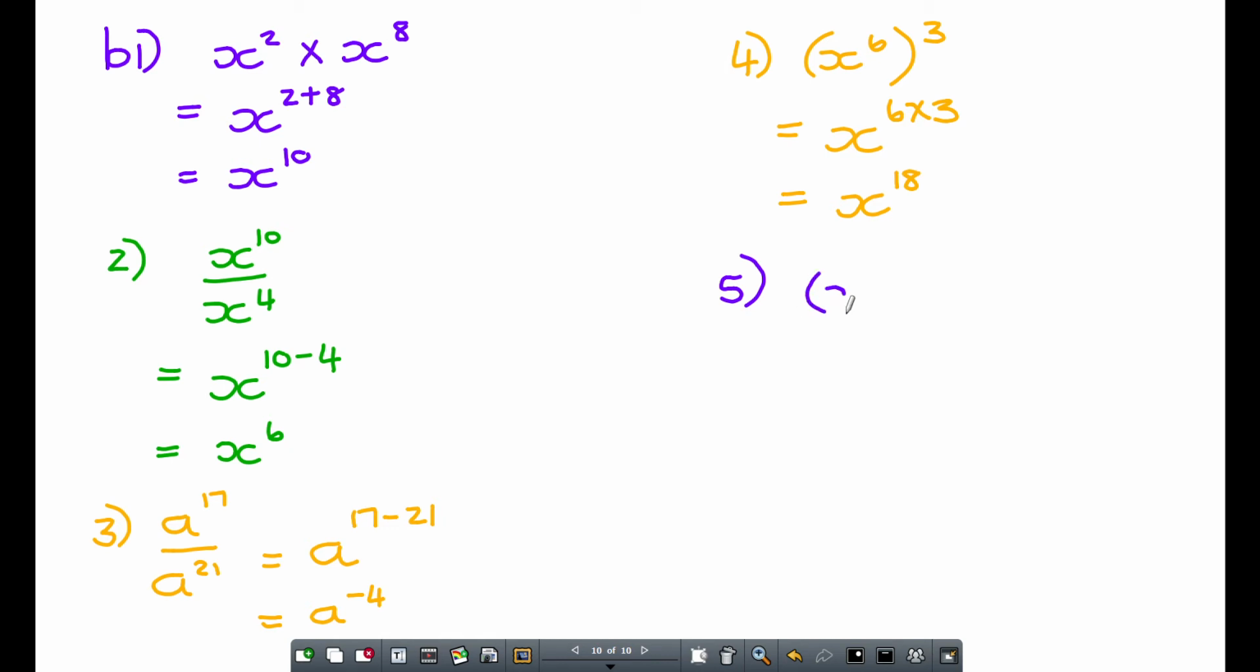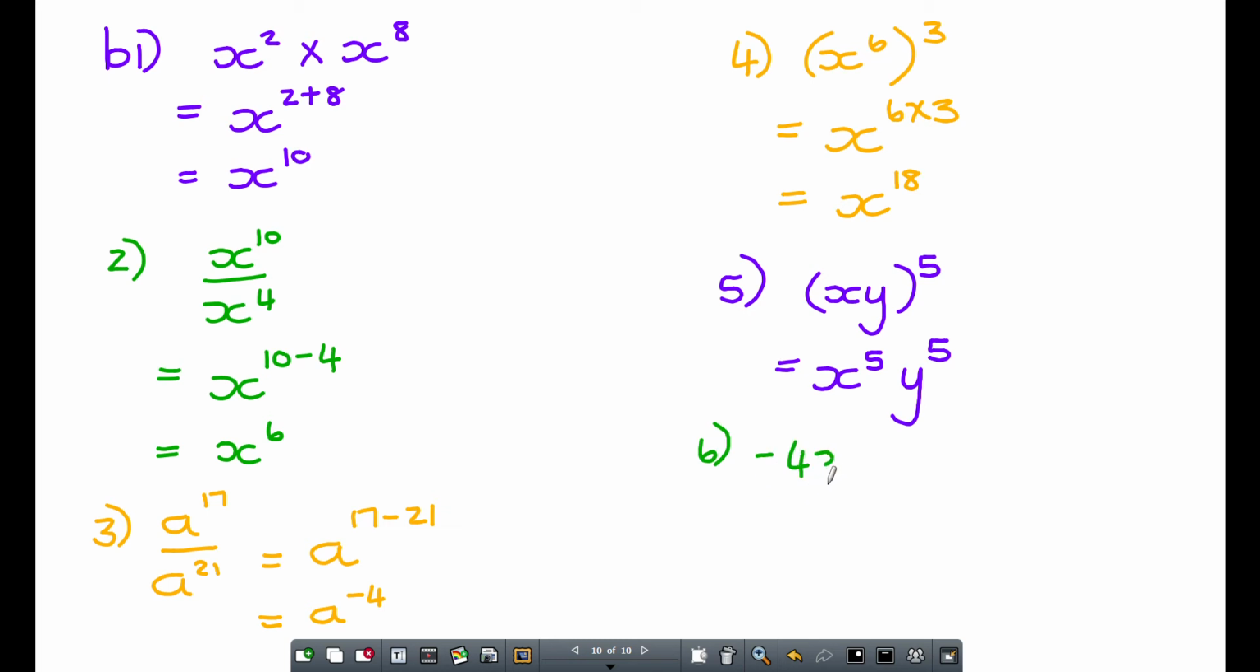Number 5. xy to the power of 5. Now remember that 5 applies to everything inside the bracket. So it's actually x to the power of 5 times y to the power of 5. So I didn't actually have to write that dot, but it's the same thing.